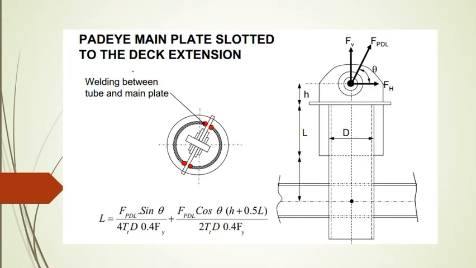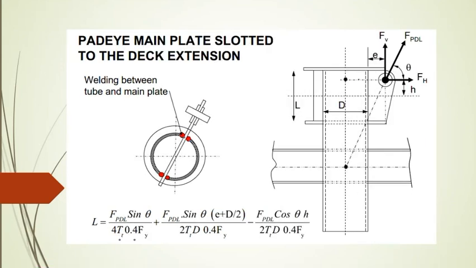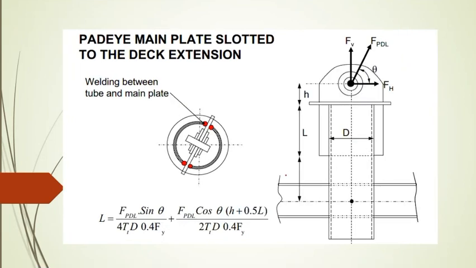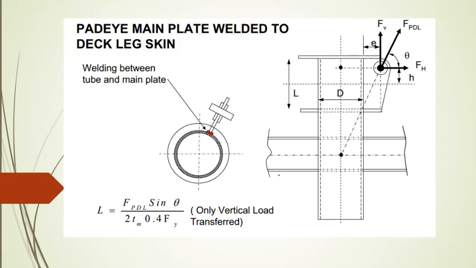Or the main plate can be slotted to the deck extension like this as well. Here there is no eccentricity, but here there is eccentricity, so that's why this eccentricity portion comes into the picture. Here the padeye plate is welded to the skin. Only the vertical load is transferred.